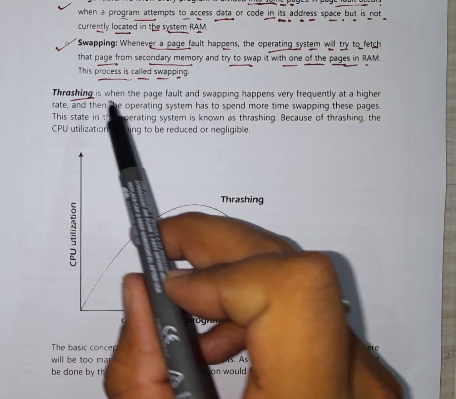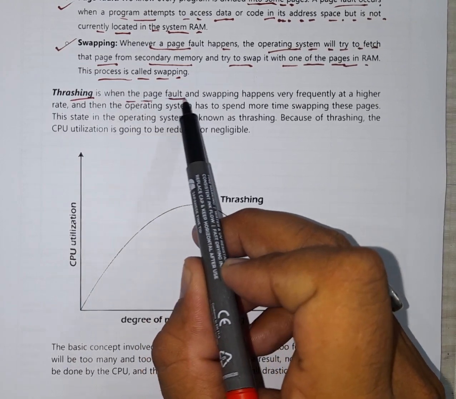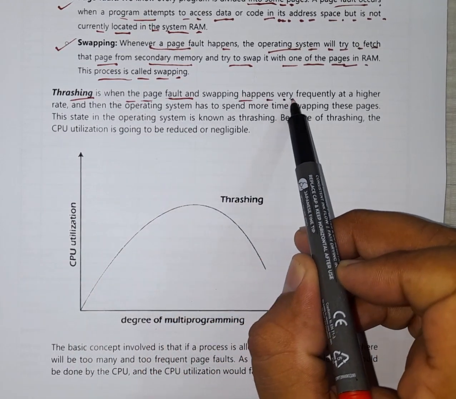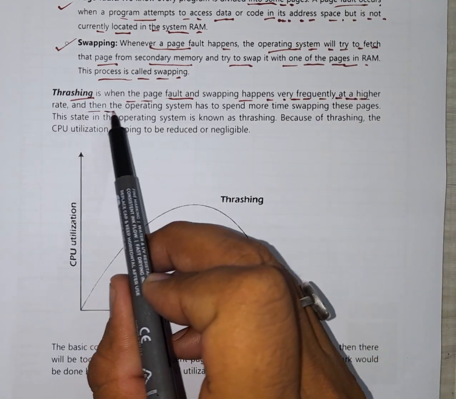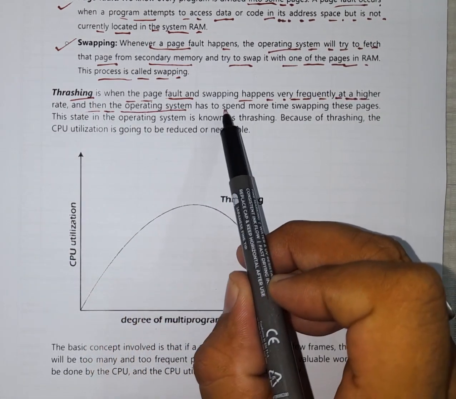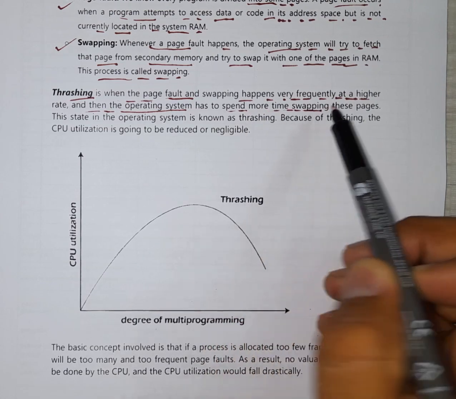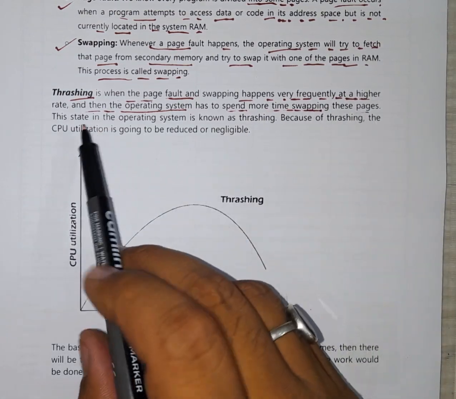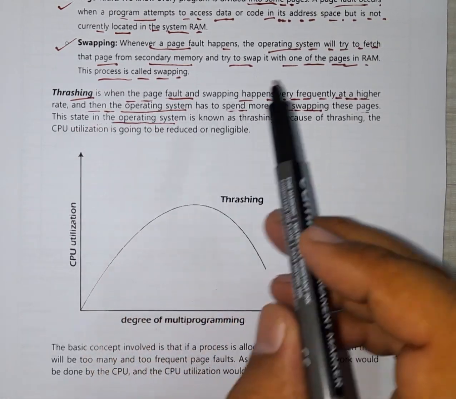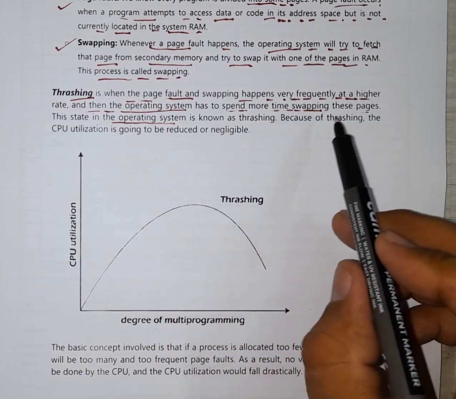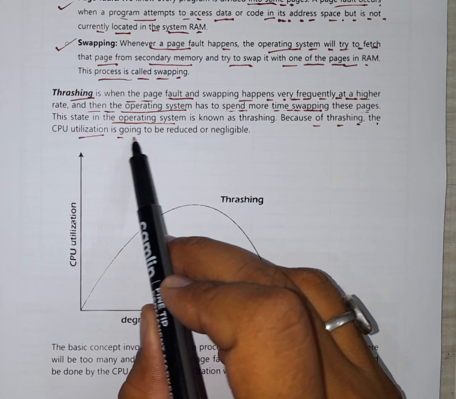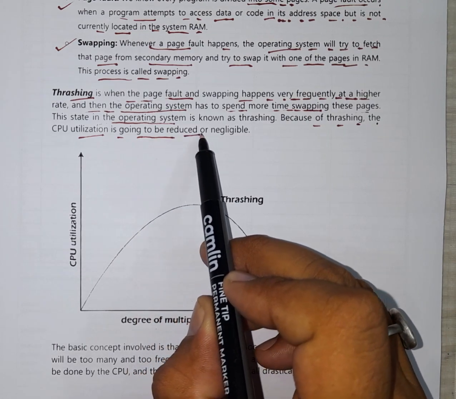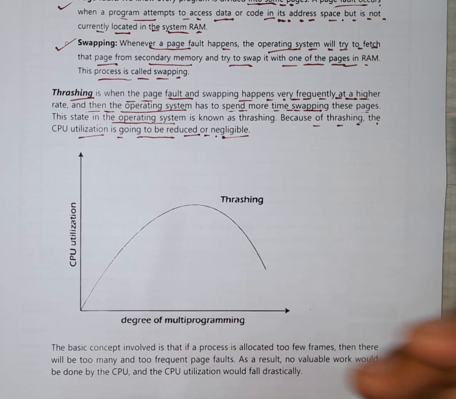Then thrashing. Thrashing is when page faults and swapping happen very frequently at a higher rate, and then the operating system has to spend more time swapping these pages. This state in the operating system is known as thrashing. Because of thrashing, the CPU utilization is going to be reduced or negligible.